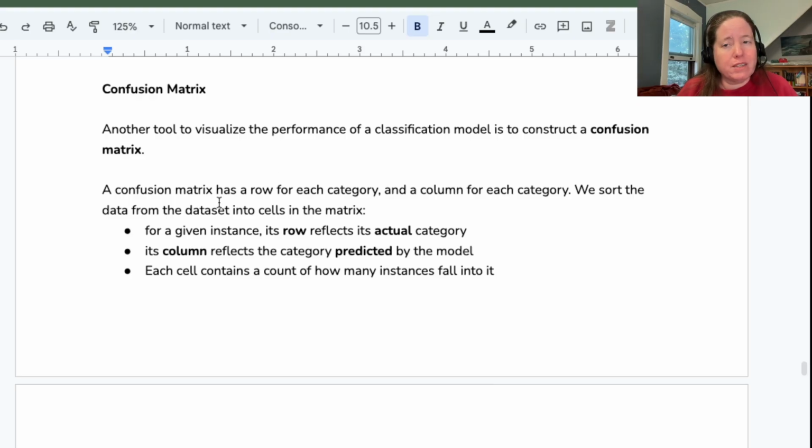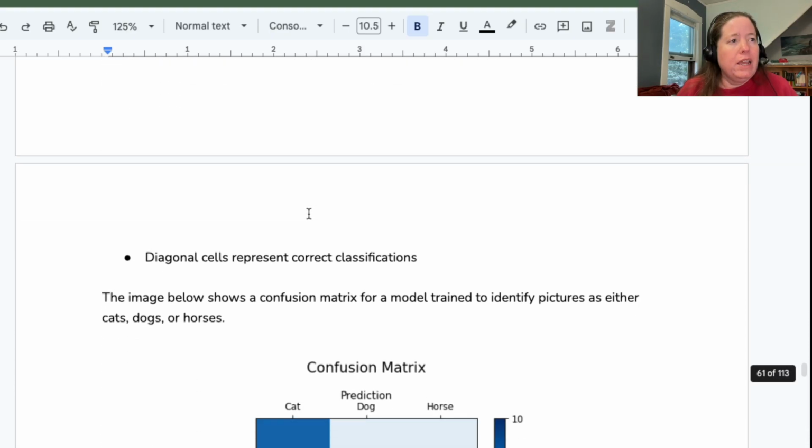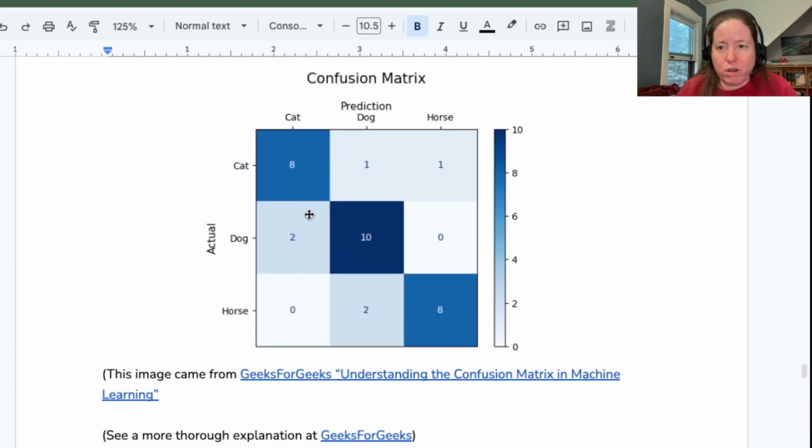So a confusion matrix is a square matrix. It has a row for each category and a column for each category. I'm going to go to the example because I think that'll work just as well. You can see that here we have our cats, dogs, and horses. So we're categorizing pictures into whether it's a picture of a cat or a dog or a horse. We have a row for the actual category, the targets that we have. So all of the pictures that were actually pictures of cats are going to be accounted for in the first row. And all of the pictures that were actually pictures of horses are going to be accounted for in the last row.